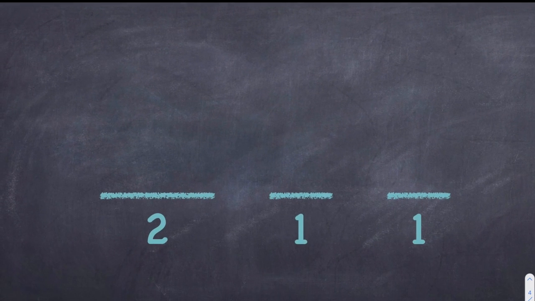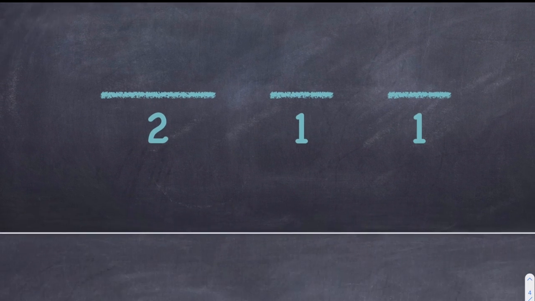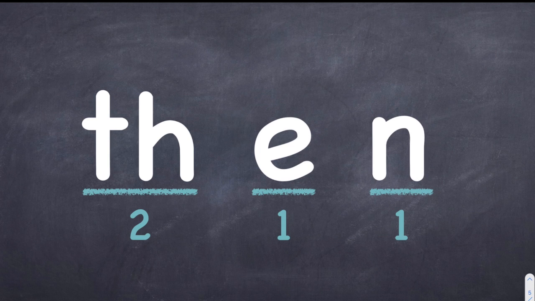Next, we have the word then. So this is going to be a digraph right at the beginning, where that first line is a 2, which is 2 letters making 1 sound. And then each other sound after has its own sound made up by 1 letter. So the word then. Go ahead and try and spell it. Okay. Here is the spelling for the word then.